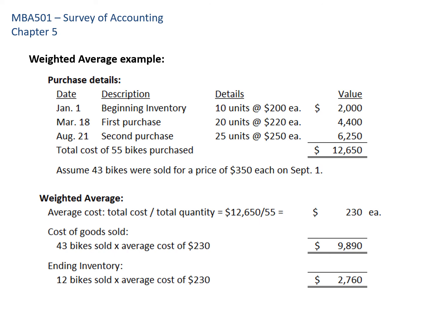This is always going to give me a number in between FIFO and LIFO. My ending inventory is 12 bikes at $230 for $2,760. Again, I can check those numbers add up to $12,650, so I can tell I haven't made any math mistakes.